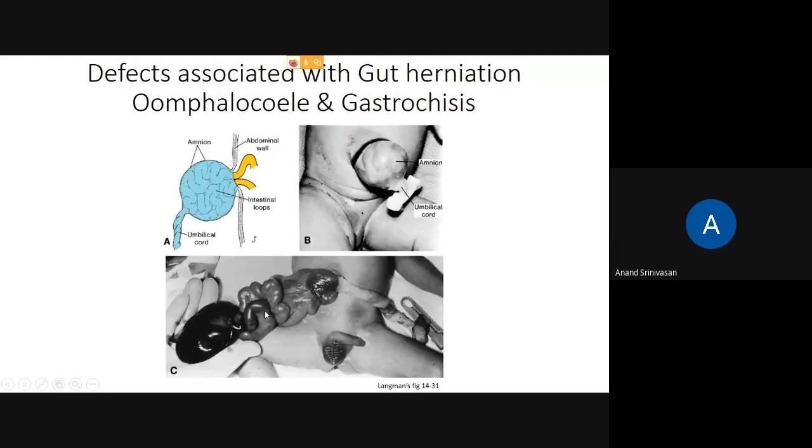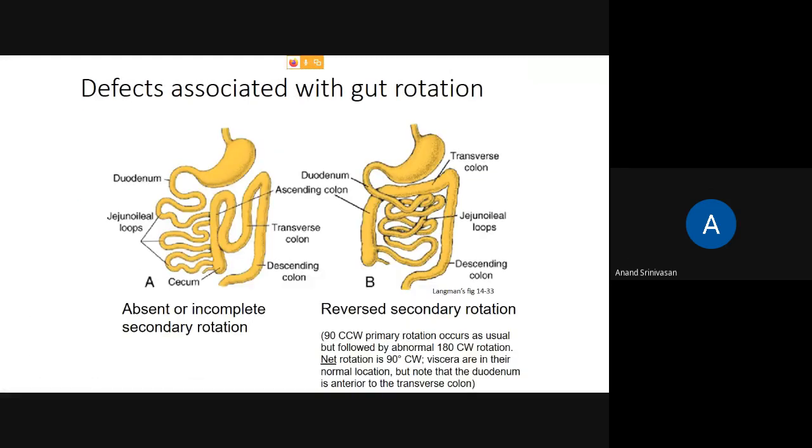But in a case of reversed rotation, that is, instead of anti-clockwise, if they rotate clockwise, if the rotation takes a 270-degree clockwise direction, so this happens. When it rotates in the clockwise direction, here you can see the duodenum is located anterior to the colon. Now what is the danger in this?